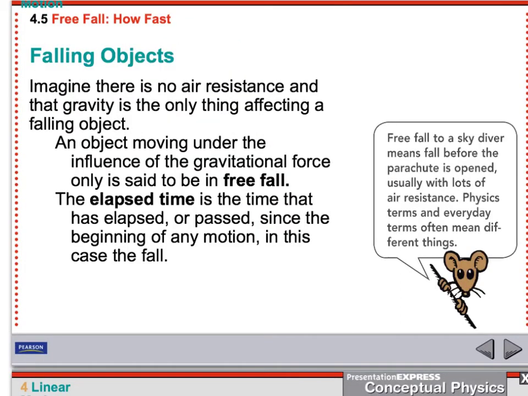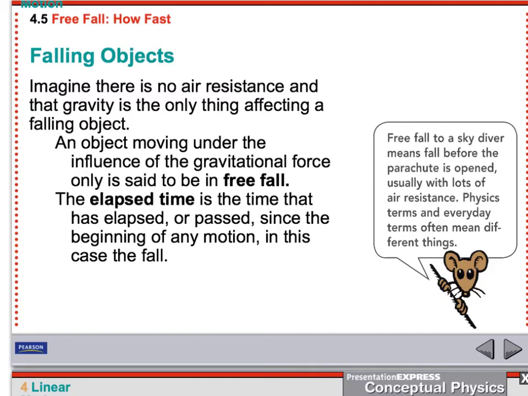Now, like we've already done for a few examples, we're going to do so here as well. Imagine there's no air resistance. There's no friction. There's no resistance. You can stick your hand out of a car moving 100 miles an hour and you don't feel any wind resistance on your hand. If something is falling and there is no air resistance, in physics we say that is under free fall.